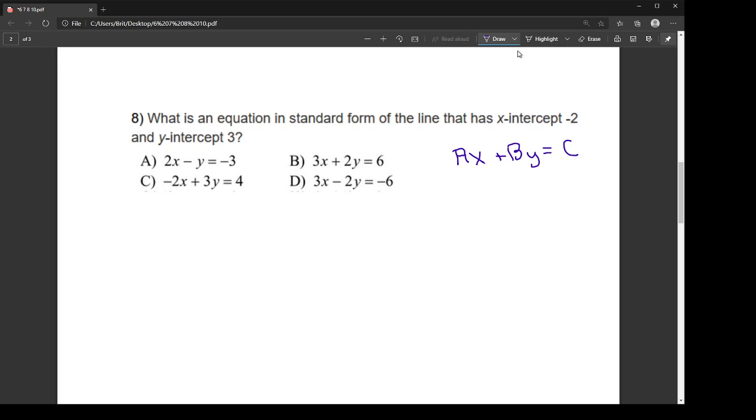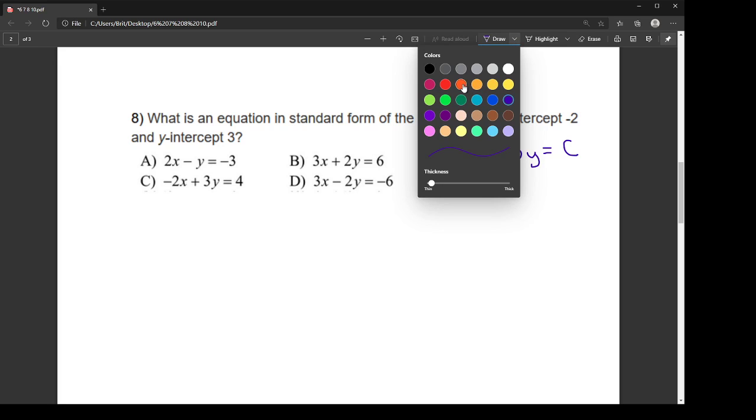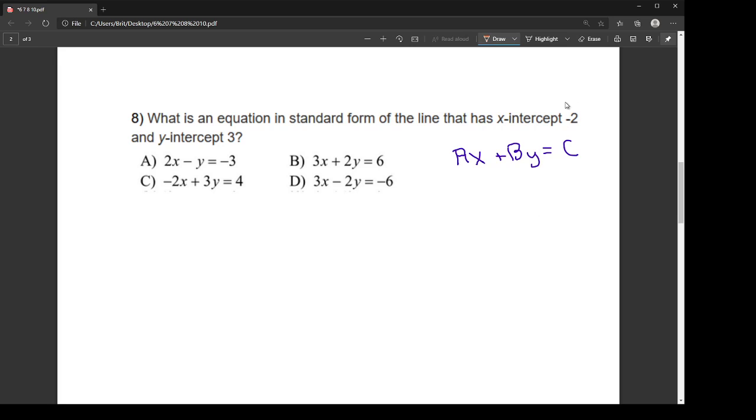Right? So my x-intercept, when we say that, the y value is 0. So I'm really plugging in the ordered pair -2, 0. For my y-intercept, my x value is 0. So I'm looking at 0, 3. And so those are the 2 points that I'm going to be trying to solve these equations with. So let's start with A.